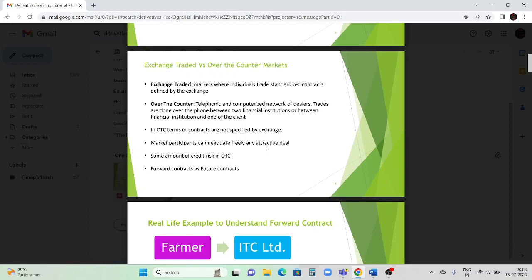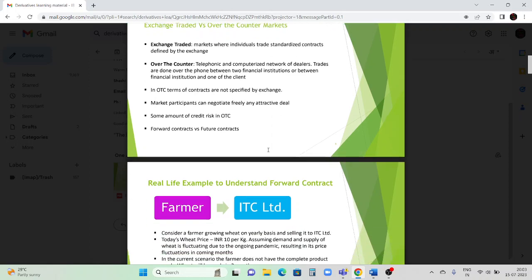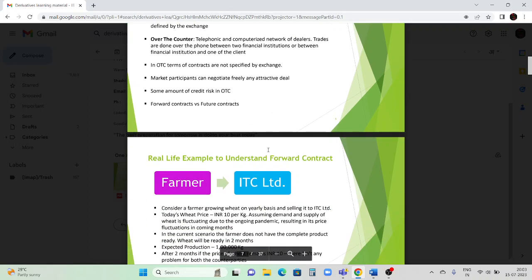It is a telephonic and computerized network of dealers. Trades are done over the phone between two financial institutions or between a financial institution and one of its clients. In OTC, the terms of contracts are not specified by the exchange. Market participants can negotiate freely any attractive deal. There is some amount of credit risk in OTC.